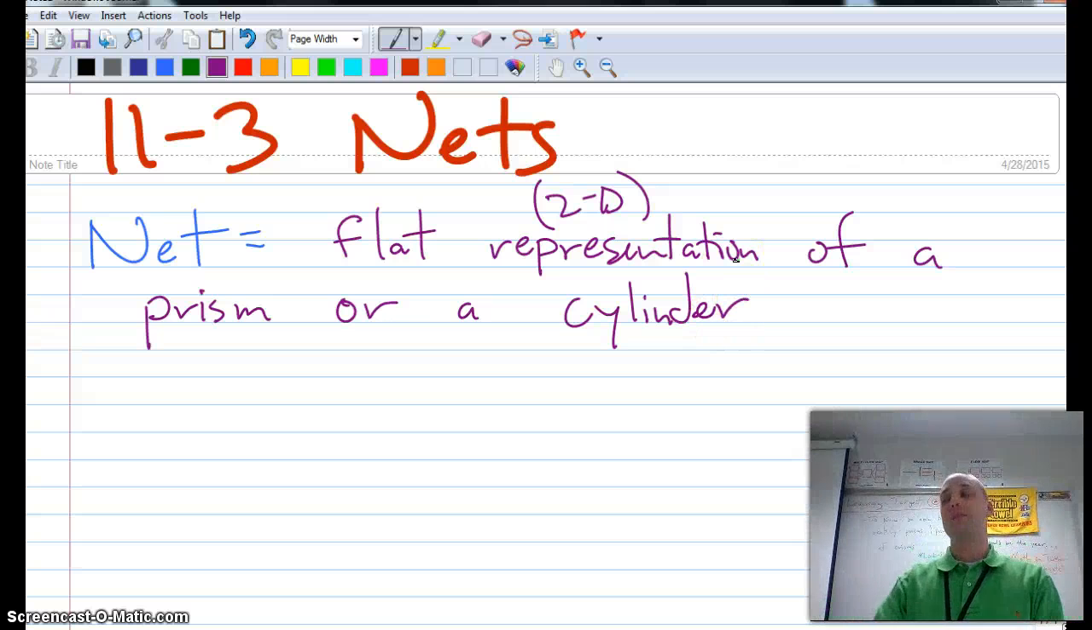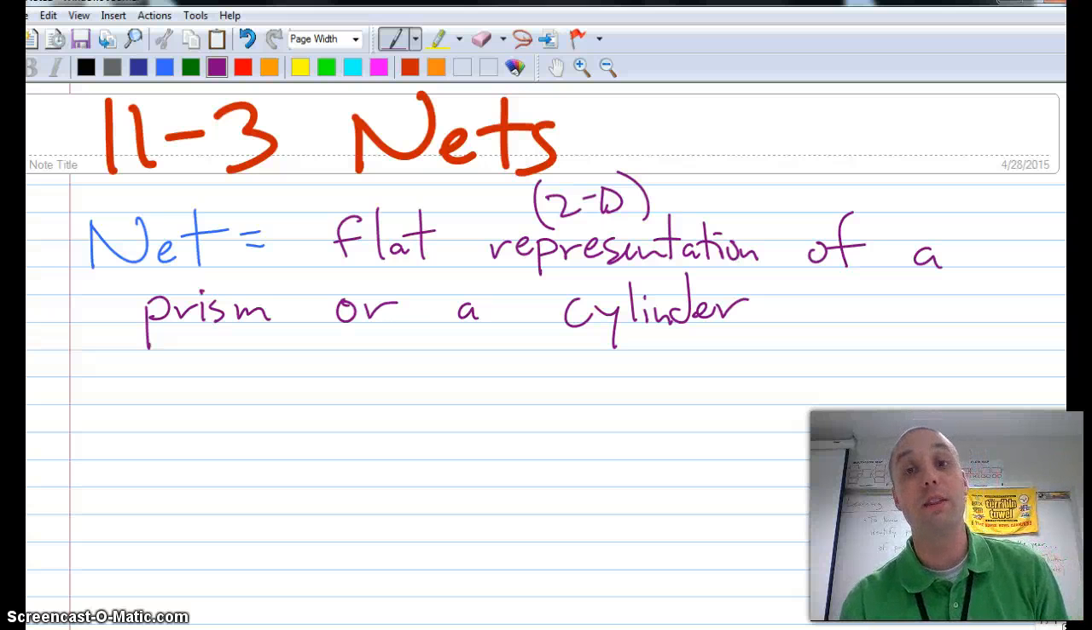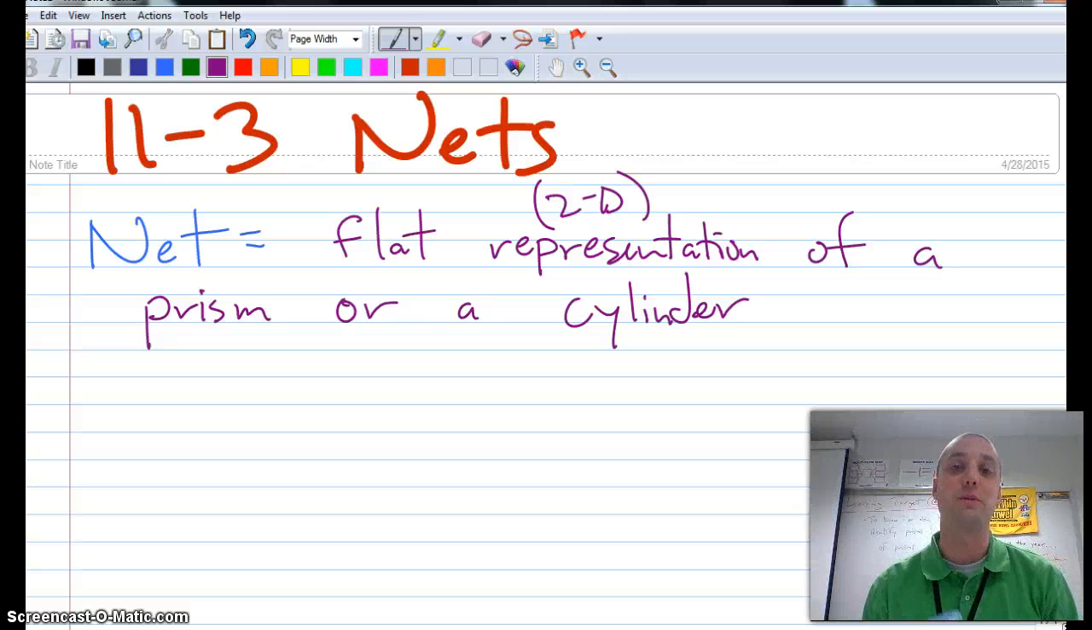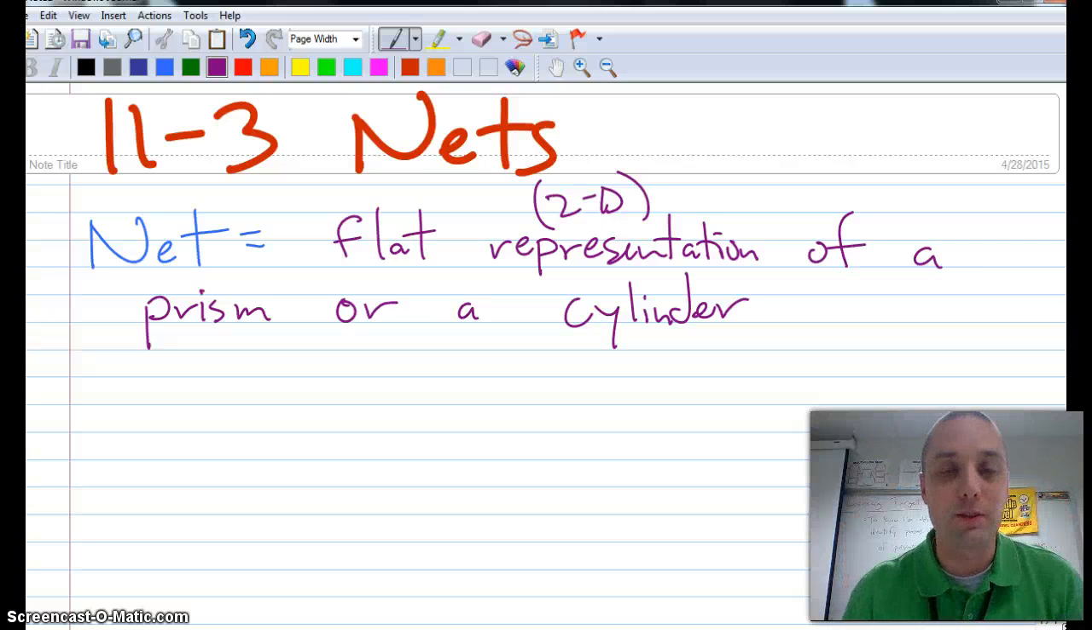And the net really shows you everything. It shows you all of the vertices, the edges, and the faces, which are all of our vocabulary words from last time. So triangular prisms are the easiest ones to draw. And you can make nets a variety of ways.